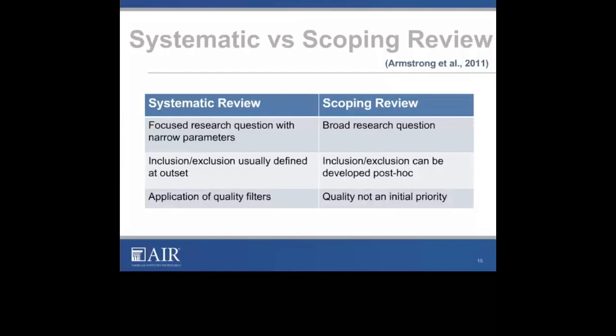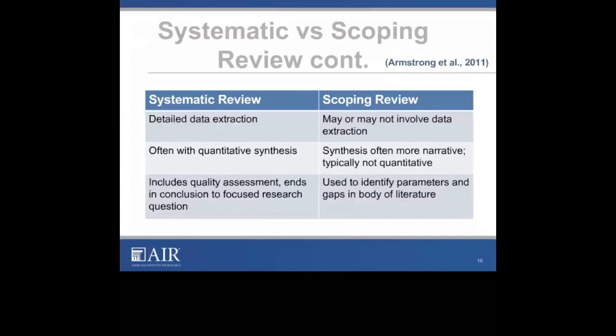In a systematic review, application of quality filters is often very important, especially if the focus is on treatment efficacy and you want to review the higher quality studies or give more weight to higher quality studies. You would do a very sound quality assessment. In the scoping review, quality is not an initial priority. The attempt here is to just understand everything that's out there, see the larger picture of all the different types of evidence and resources that exist for a given topic.